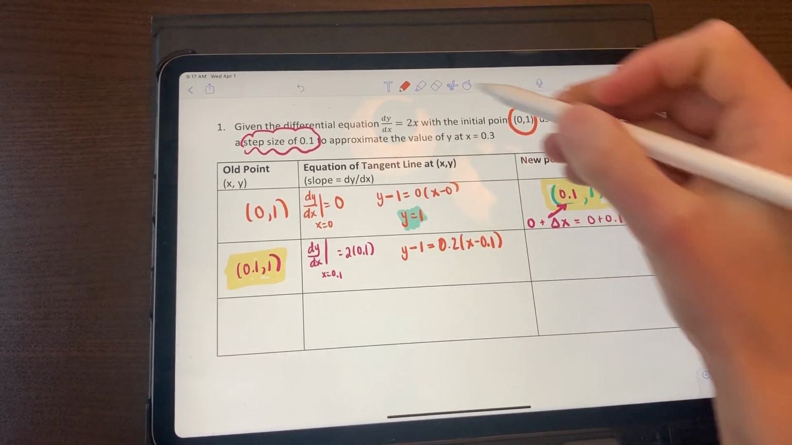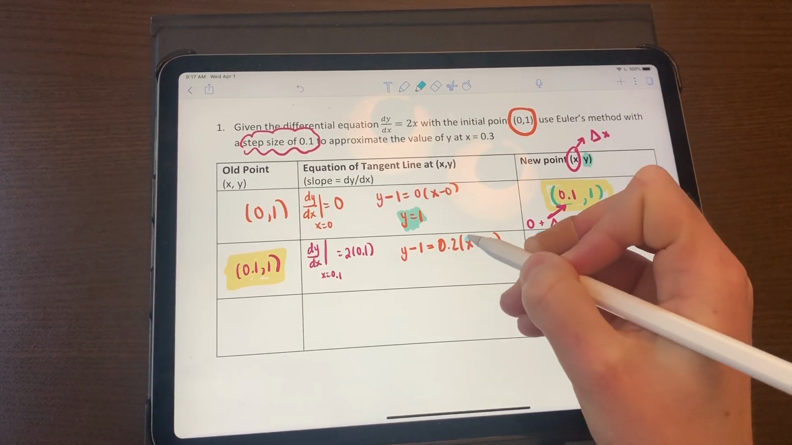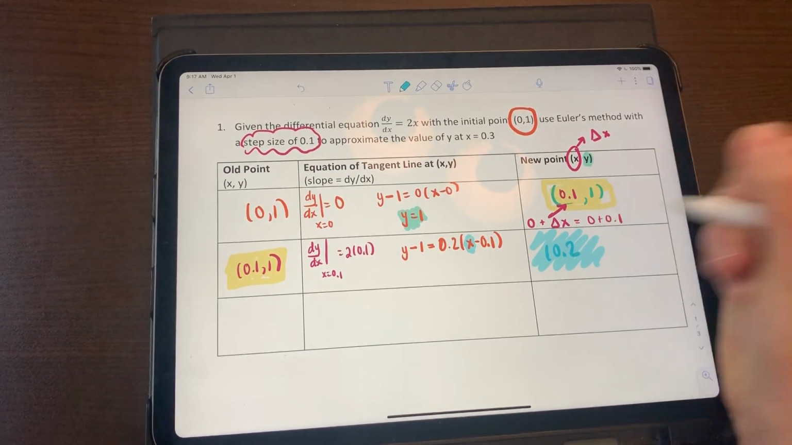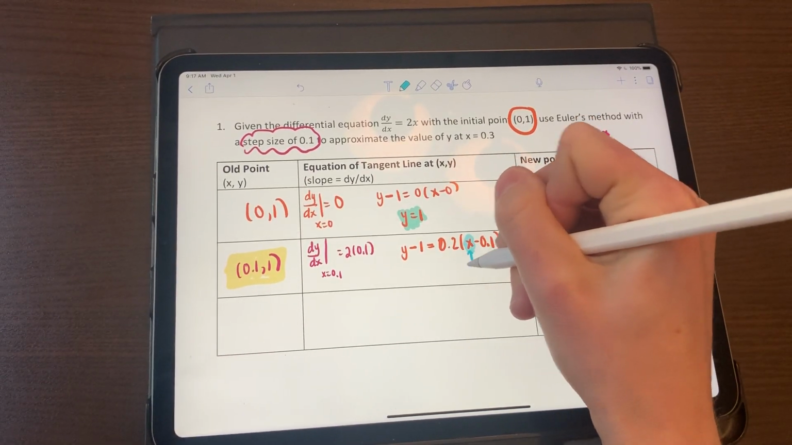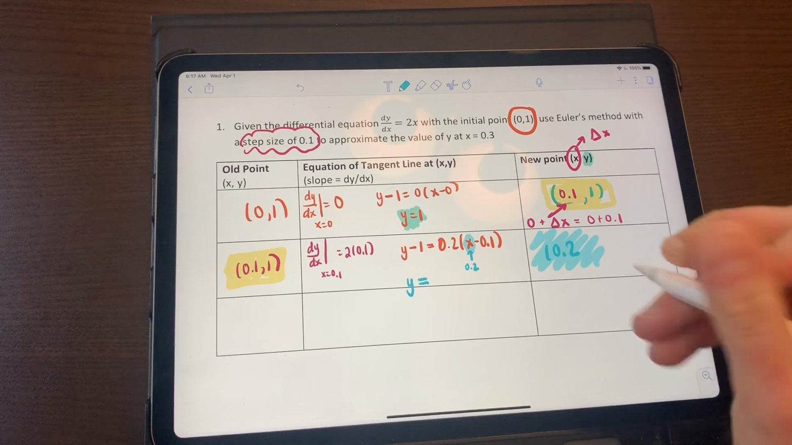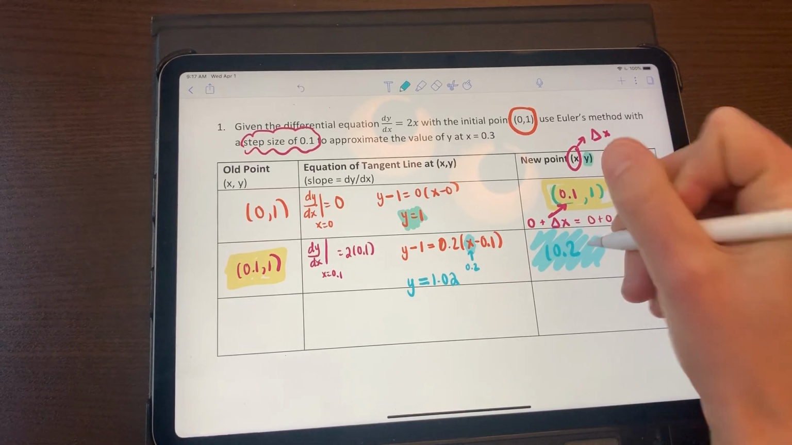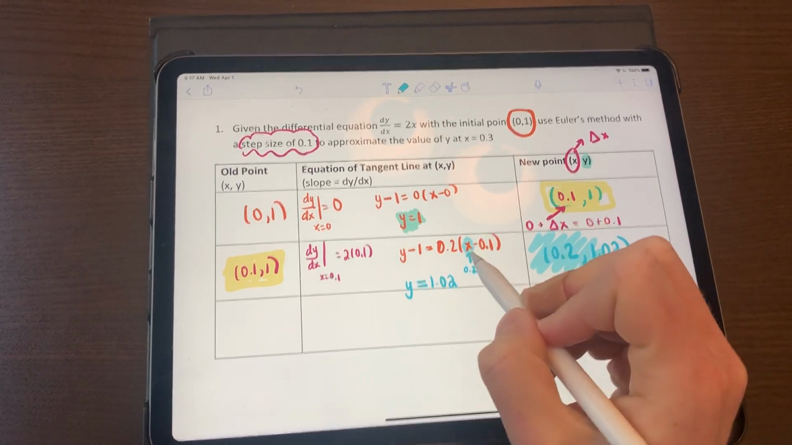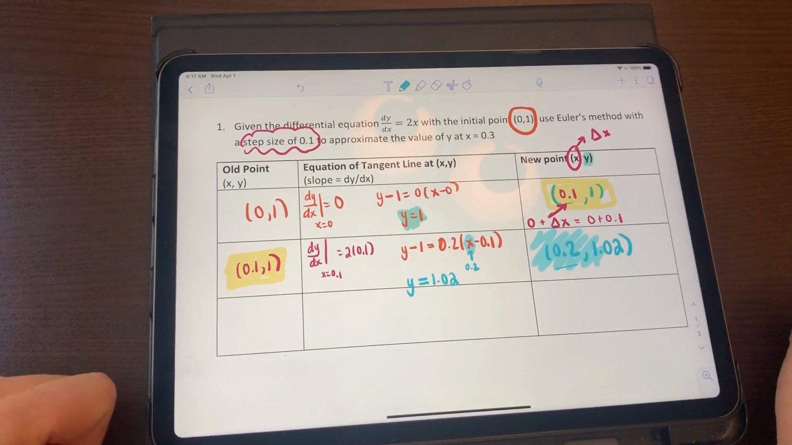Now this is the tangent line. So how do we get the new point? Well, we're going to plug in for x. We know our new point is going to be 0.2 because we've moved another step size of 0.1. So we're going to plug in 0.2 here into our tangent line, and we're going to get that y is equal to 1.02 when we do out all those calculations. So we'll get (0.2, 1.02). So we're using the tangent line of the old point to get the value at the next step size.